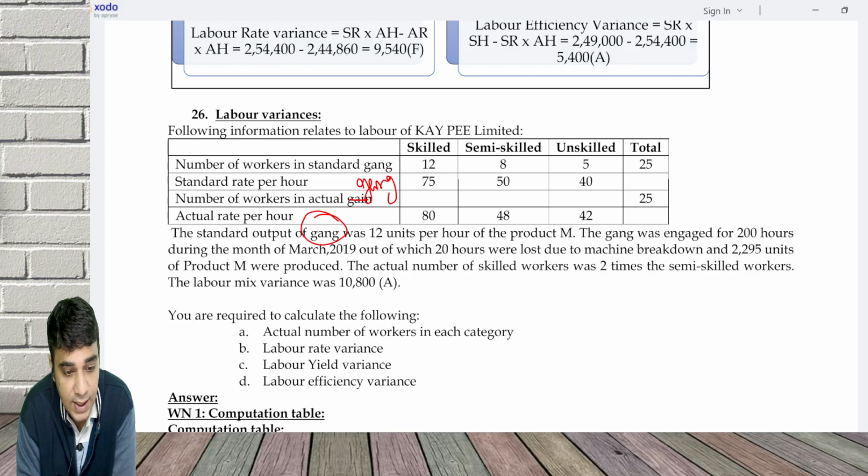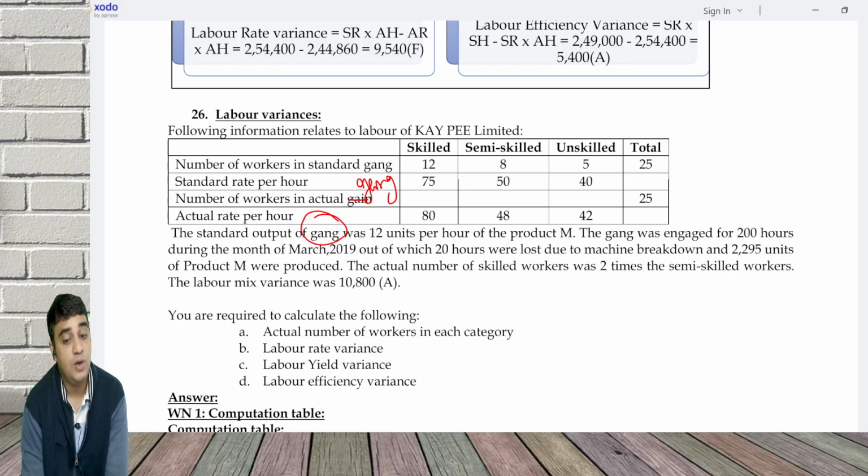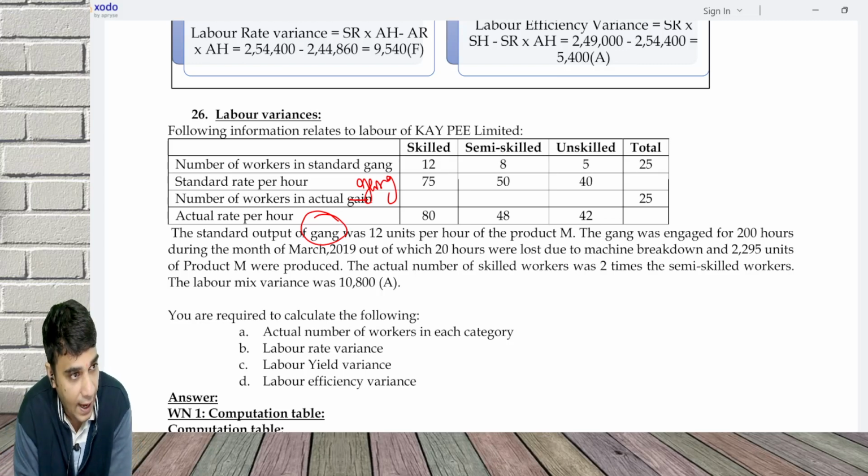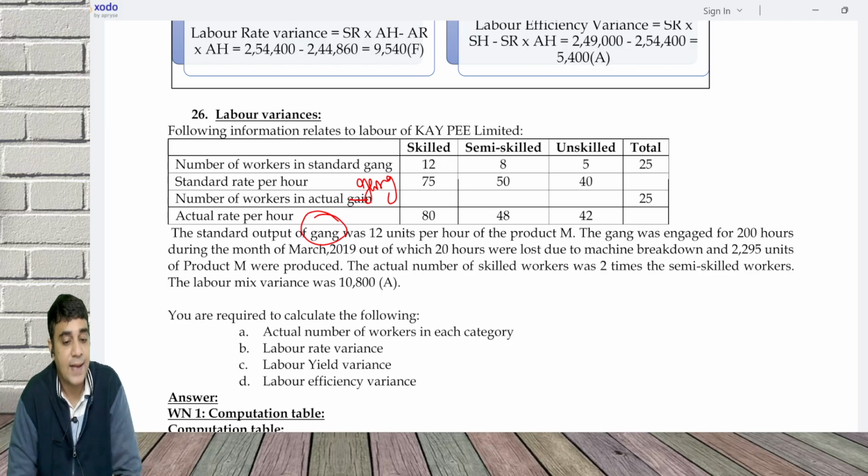The only challenge there is I don't know the breakup. In that, 20 hours were lost due to machine breakdown. There is a machine breakdown which has happened, and 2,295 units could be produced. Actual number of skilled workers is 2 times the semi skilled workers. Labor mix variance is 10,800. Some requirements have been asked in the question.